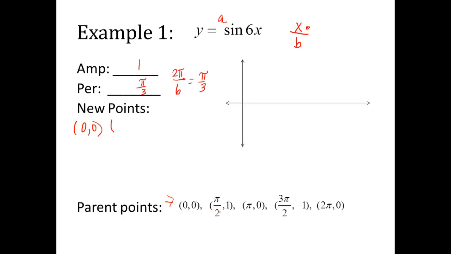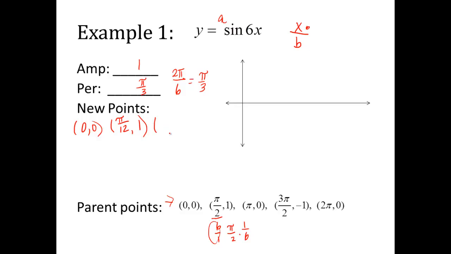Pi over 2 divided by 6. Now think about this. That's 6 over 1, right? Well, you've got to get used to the fraction. Keep it, change it, flip it. So I'm going to keep this and flip this. So what I have for my new x value is pi over 12. It feels weird, but that's correct. The y value is not changed.